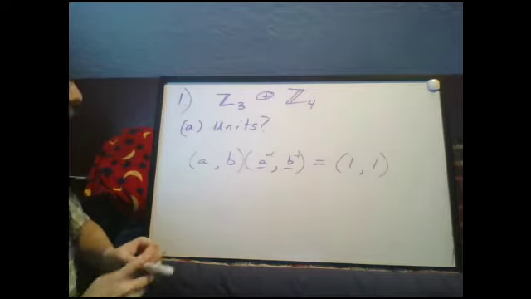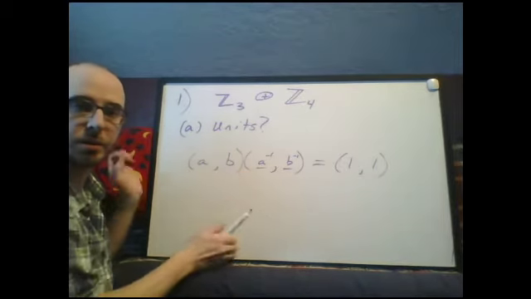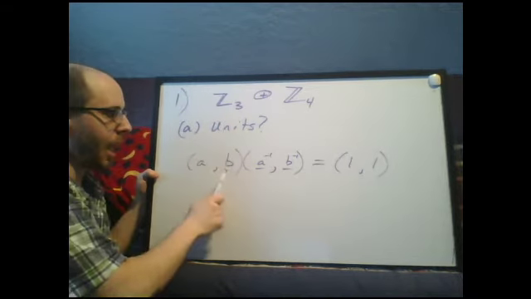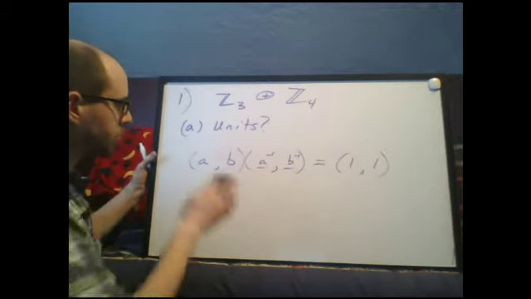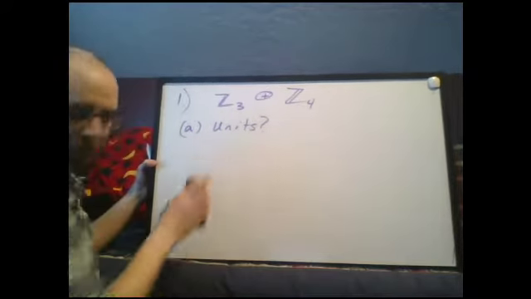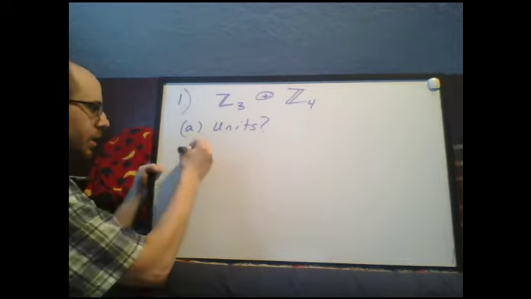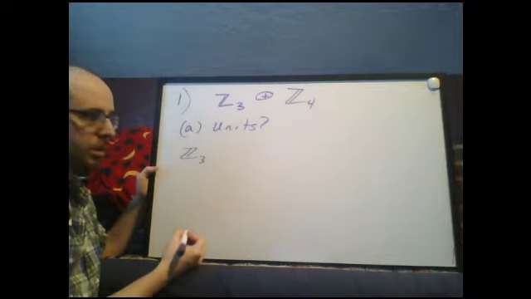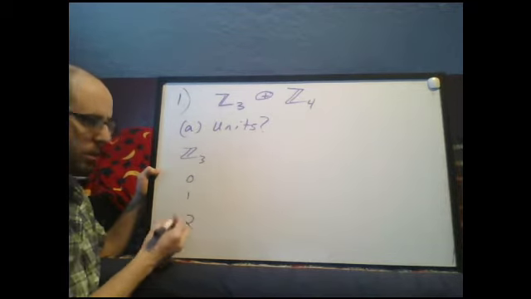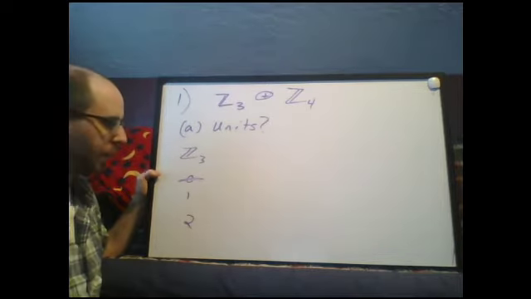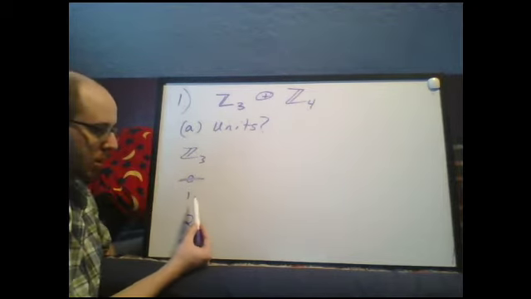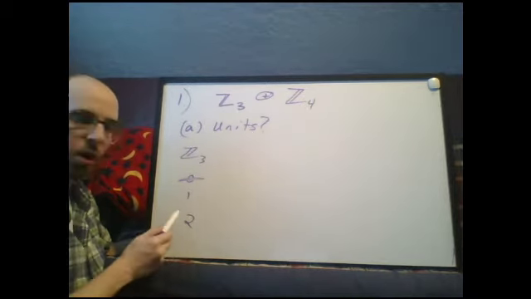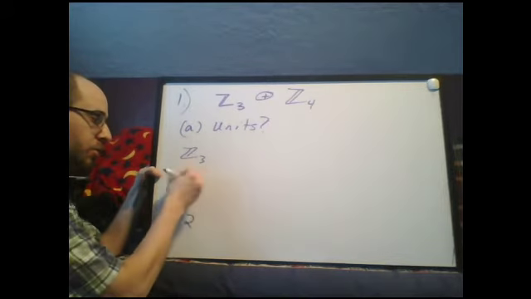So to have a unit in this direct sum, I need an invertible element in the first coordinate and an invertible element in the second coordinate. So let's think about these two rings separately first. In Z3, my three elements are 0, 1, and 2. 0 is never invertible, so we can forget that. 1 and 2 both have inverses. 1 times 1 is 1. 2 times 2 mod 3, that's also 1. So 1 and 2 are my invertible elements from Z3.